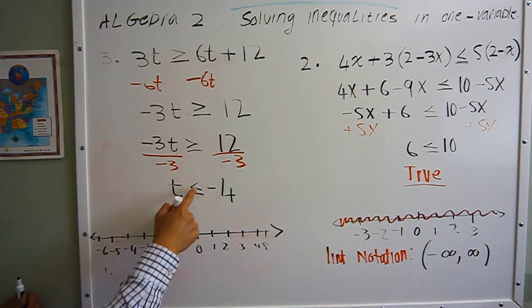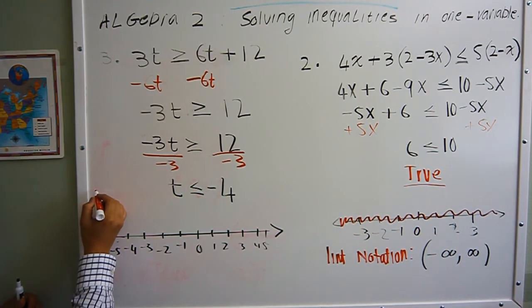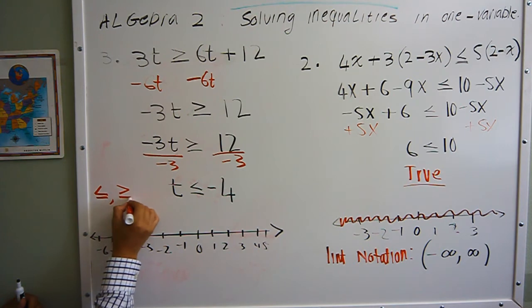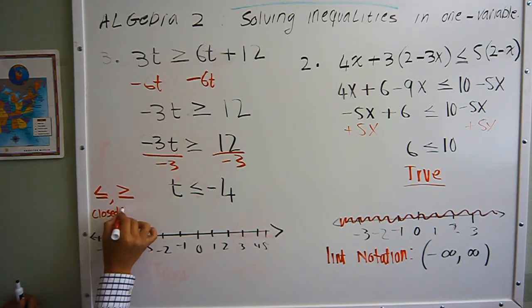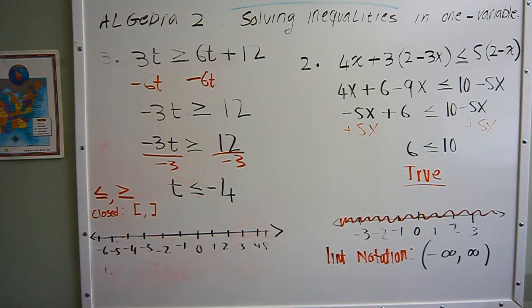So whenever you have a less than or equal to, or greater than or equal to, it's closed. Okay, so whenever you have a less than or equal to, or a greater than or equal to, this means closed. Okay, and we're going to graph anything that's closed with brackets. Alright, so let me show you how to graph this inequality. Now, t less than or equal to -4.